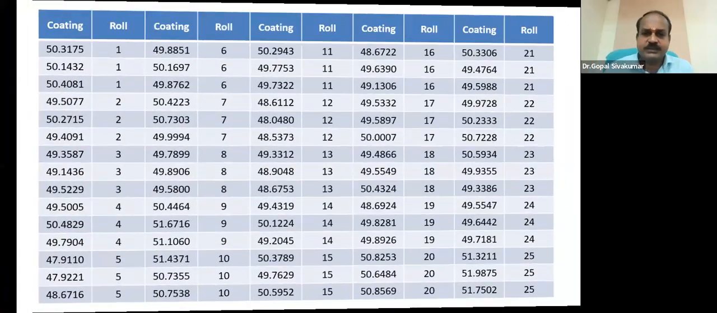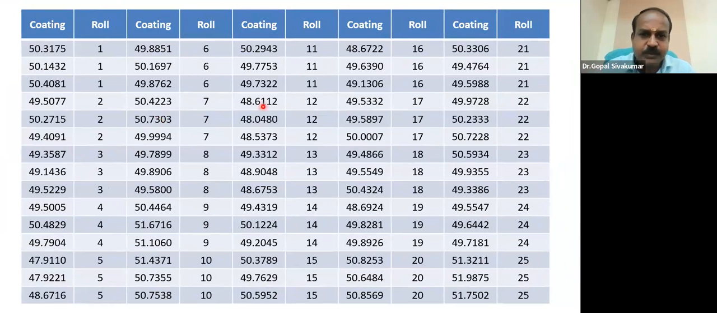Now, let's understand a situation. Problem understanding. Here, a company is producing a component in which a chemical has to be coated, right? Some coating process is happening. And the coating thickness required is 50 microns, plus or minus 3 microns is okay. Now, what is your upper spec here? 53. Lower spec? 47.